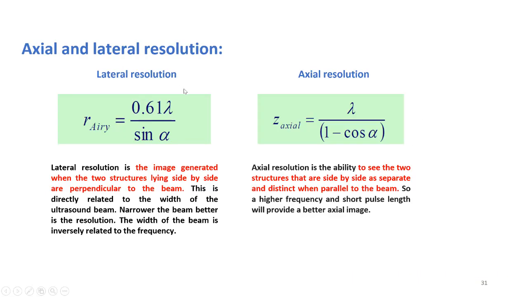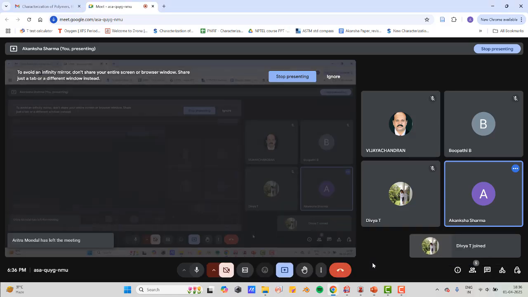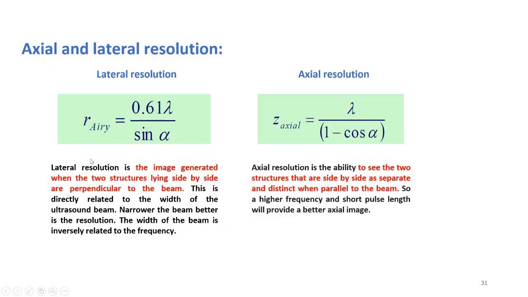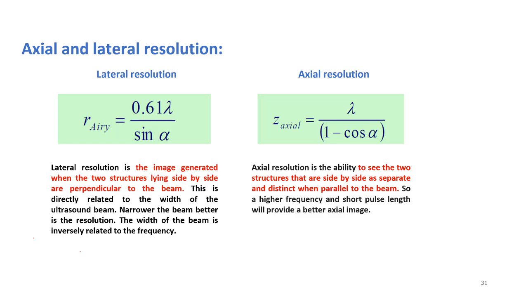Then there are formulas for the lateral resolution and the axial resolution. The lateral resolution is the image generated when the two structures lying side by side are perpendicular to the beam. So the lateral is the resolution in the x and y direction. Suppose this is our sample, so here the resolution of these lines will be called the lateral resolution.